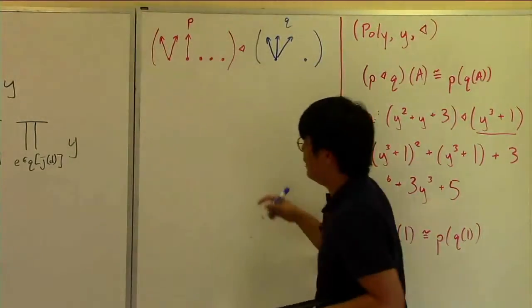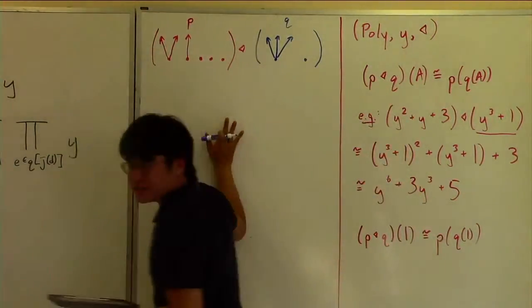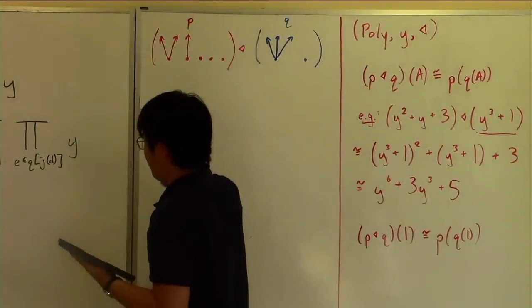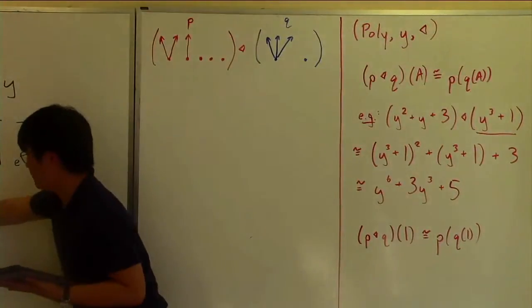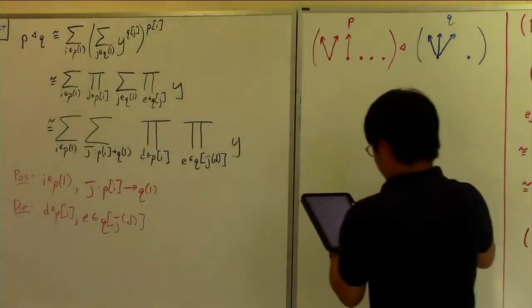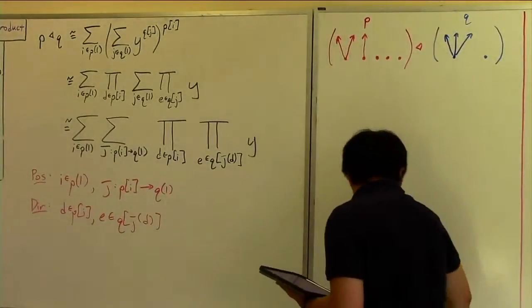Just call this one Q. Okay, so we want, as our positions, a position of P, and then for each direction of P, a position of Q. So here's one way we can think about that. We can take one of these. Let's just take the very first position of P. We'll go in order.